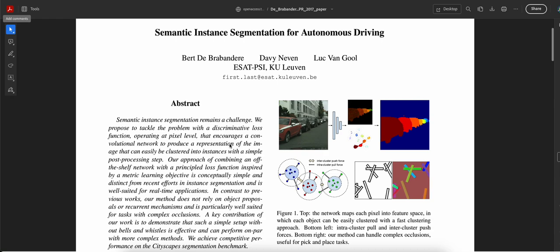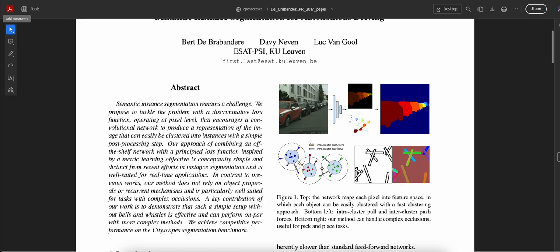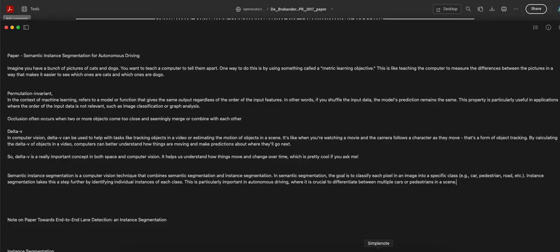I've been reading this paper, Semantic Instance Segmentation for Autonomous Driving, and I would like to discuss it and talk about what I've learned so far in this video. So I'll just go through my notes.